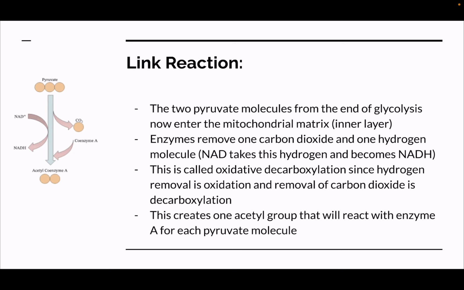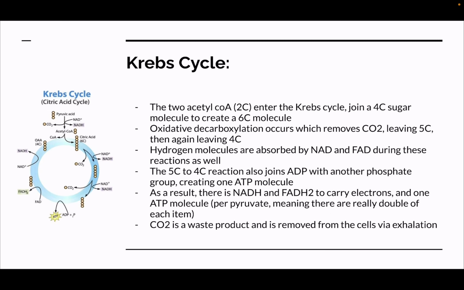Enzymes then remove one carbon dioxide and one hydrogen molecule taken by NAD, and it becomes NADH, obviously. And this is called oxidative decarboxylation. Oxidative meaning oxidation is the removal process, and the removal of carbon dioxide, that's decarboxylation, hence oxidative decarboxylation. This creates one acetyl group that will react with coenzyme A for each pyruvate molecule, so 2 acetyl-CoA are produced, in addition to NADH. Okay, now for the next stage, the Krebs cycle.